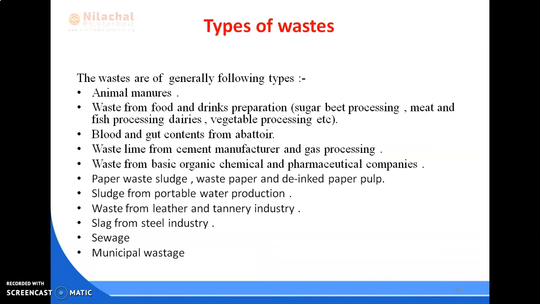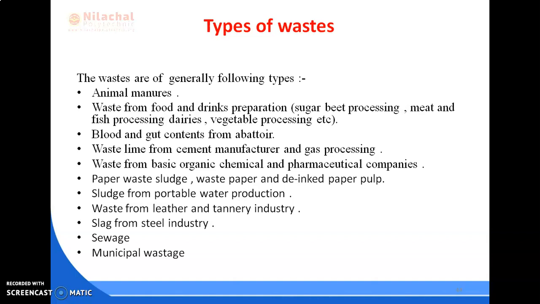Then types of wastes. So, here some of the wastes like animal manures, waste from food and drinks preparation, blood and gut contents from abattoir, waste lime from cement manufacturer and gas processing, waste from basic organic chemicals and pharmaceutical companies, paper waste sludge, waste paper and de-inked paper pulp, sludge from potable water production, waste from leather and tannery industry, slag from steel industry, sewage, municipal wastes.